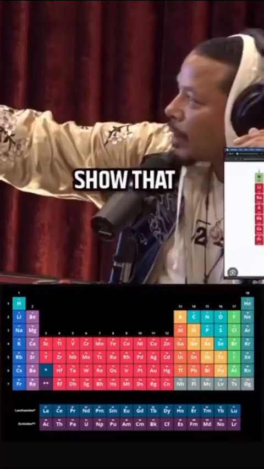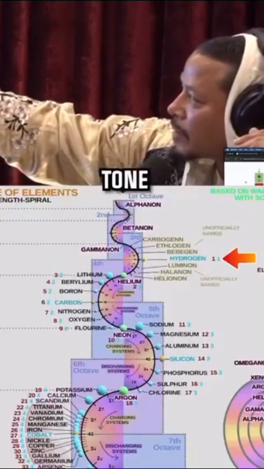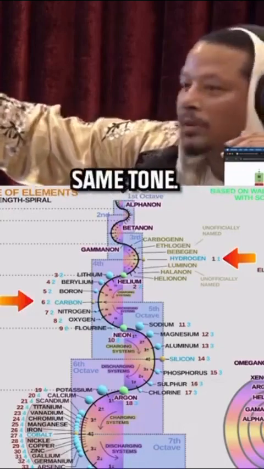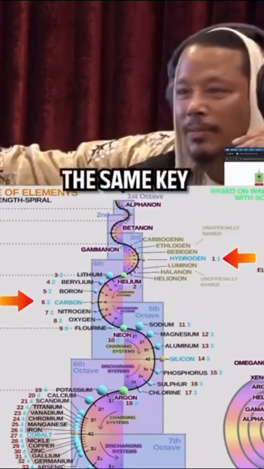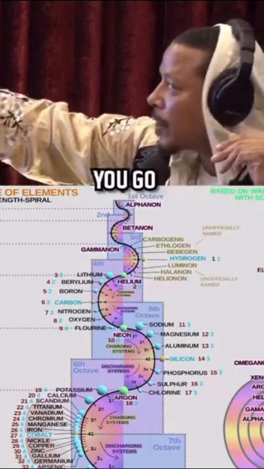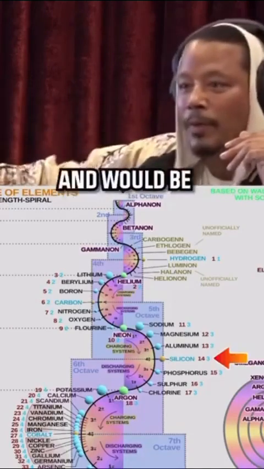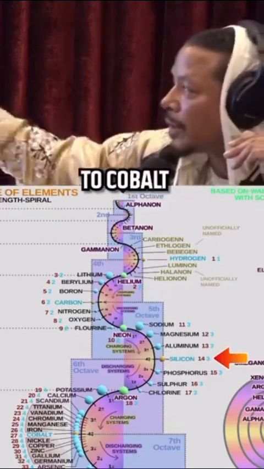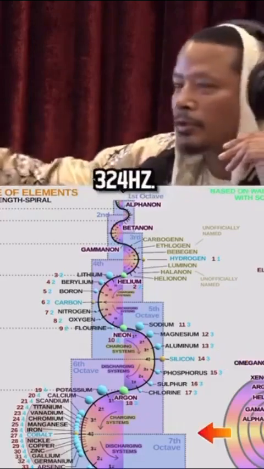But they don't show that hydrogen has the same tone as carbon. What do you mean by tone? Same tone, same key of E. Same key of E, 40.5 hertz. The next one would be like 81 hertz. You go to silicon, it will double up and would be 162 hertz. You'll go to cobalt, and it'll be 324 hertz.